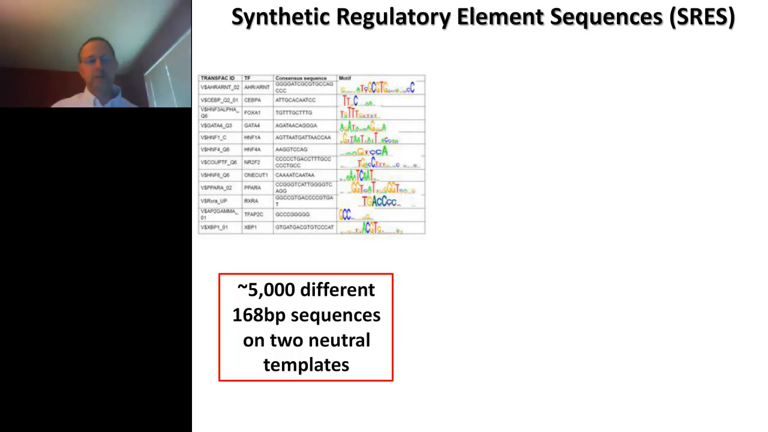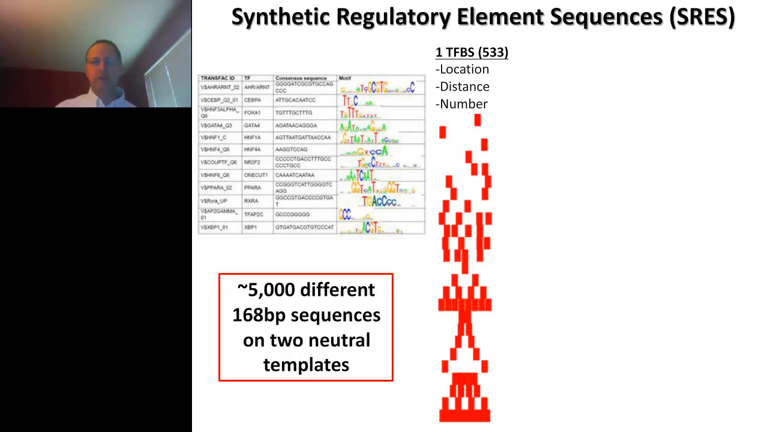We then generated 5,000 different sequences that are 168 base pairs long on 2 neutral templates that had these transcription factors, and I'll walk slowly through this. So basically, we took 2 sequences that are neutral, that we know are not liver enhancers in this case, and then we start throwing transcription factor binding sites on them to see, does that make it an enhancer or not. So for example, we take a neutral sequence we know is not a liver enhancer, and then we put 1 transcription factor binding site right here on the left, on the right, and ask, is it an enhancer or not?